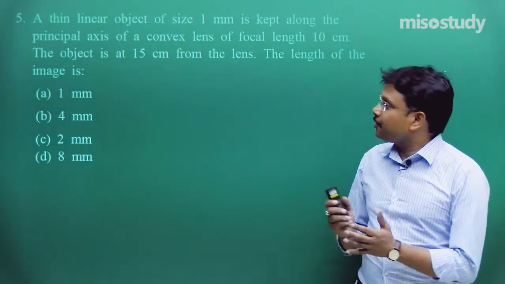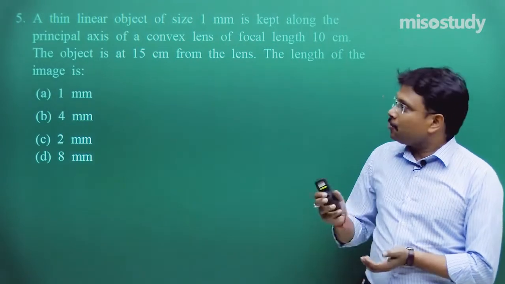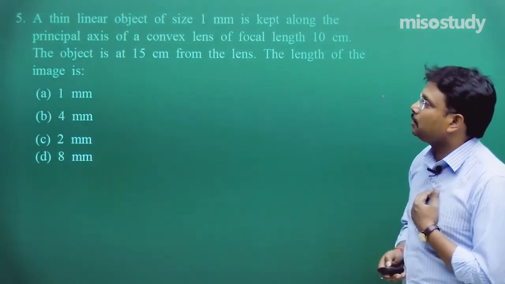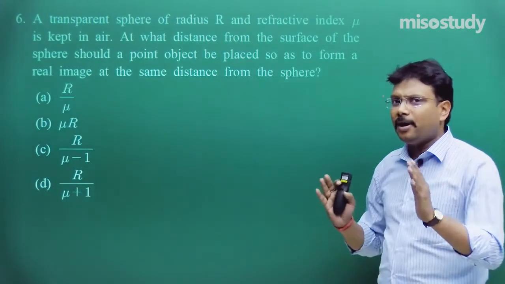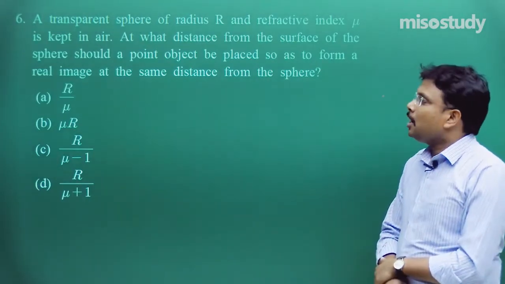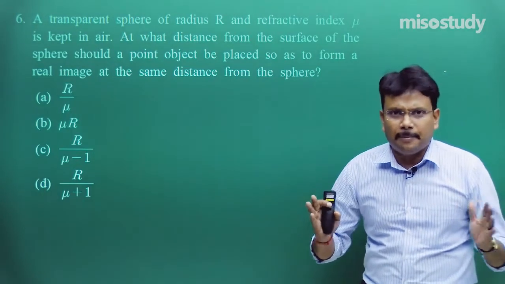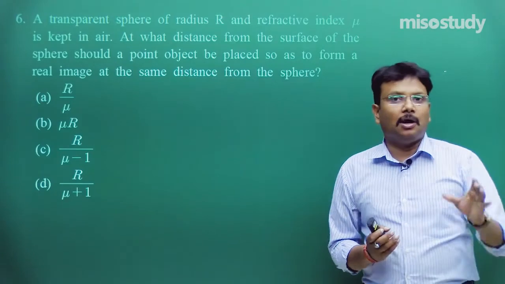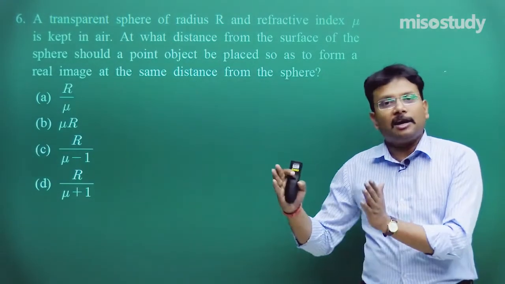So friends, now as I just explained you this question number 5, I am moving on to the next question, that is question number 6. Why did I wait for a few seconds between 5 and 6? The reason is that ray optics is basically divided into two parts, that is reflection and then refraction.